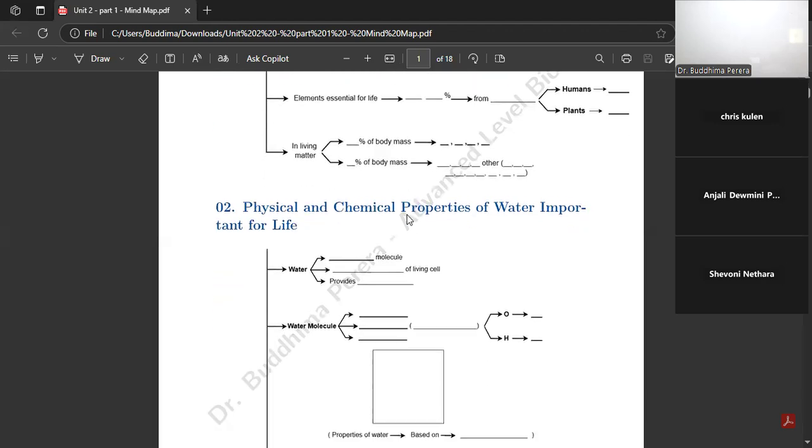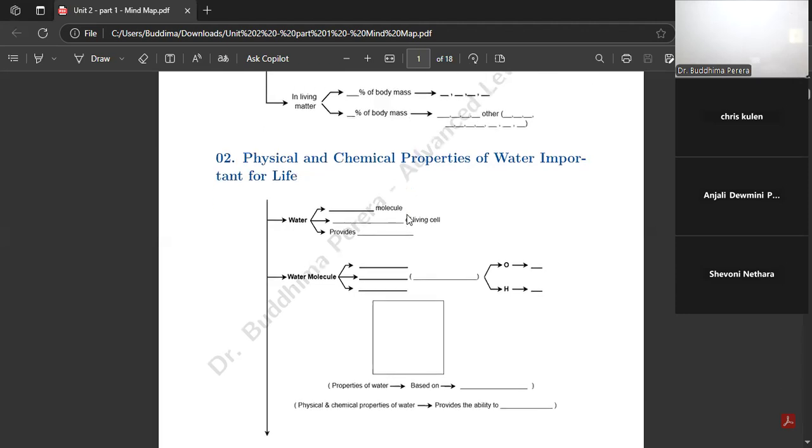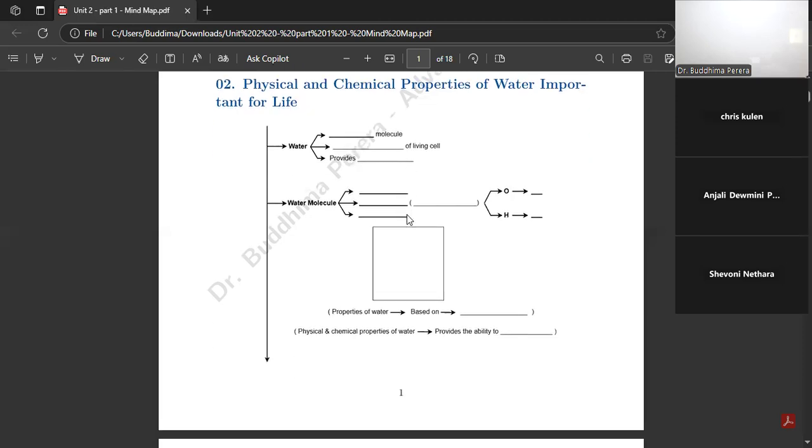Then we discussed the physical and chemical properties of water important to life. Water is an inorganic molecule. It is the major chemical constituent of living cells. It provides a biological medium for living organisms. The water molecule is small, polar, and angular. Polar means uneven charge distribution within the molecule. Oxygen is slightly negative and hydrogen is slightly positive.